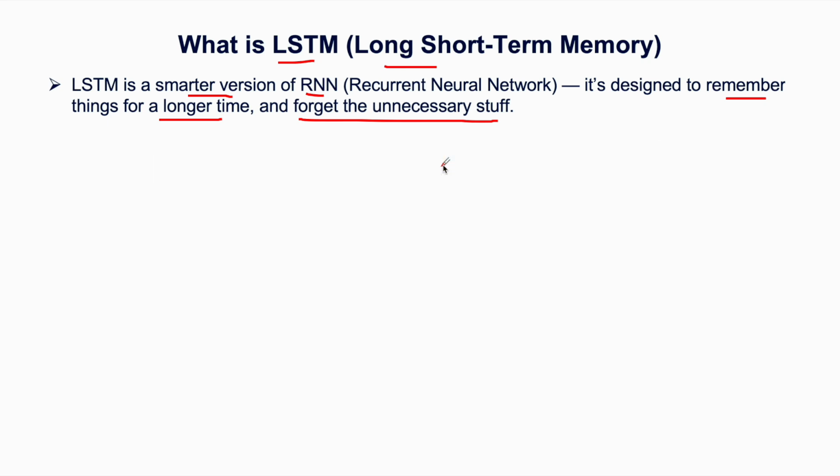LSTM, or long short-term memory, came into the picture because of the limitations of RNN. RNN forgets long-term dependencies. They are not good at choosing what to remember. But LSTM fixes that problem. It has gates to decide what to remember and what to forget.